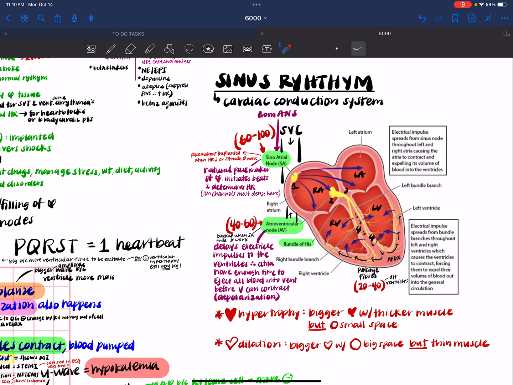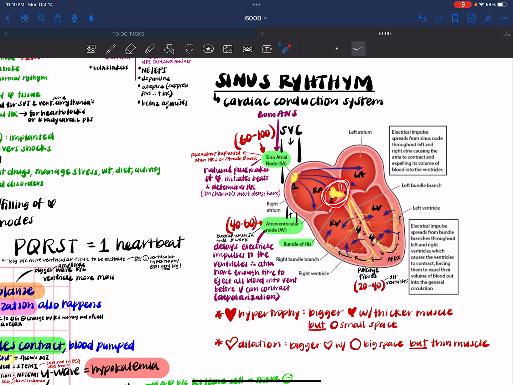So it starts from the SA node, which has a rate of 60 to 100 and is the natural pacemaker of the heart. Pacemakers are implanted when the heart rate is low or the SA node does not work. Let's say someone has a rate of 40 to 60 from the AV node because the SA node failed. They had to have a pacemaker implanted because you can't just live off a 40 to 60 heart rate. The SA node is the natural pacemaker, initiates beats, and determines the heart rate. Ion channels are most concentrated here, so action potentials fire a lot here.